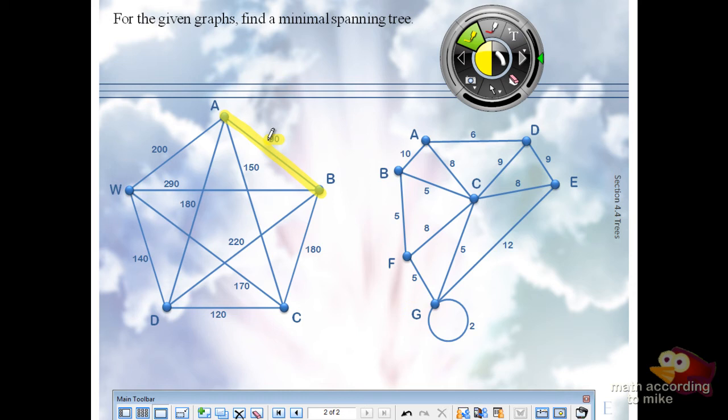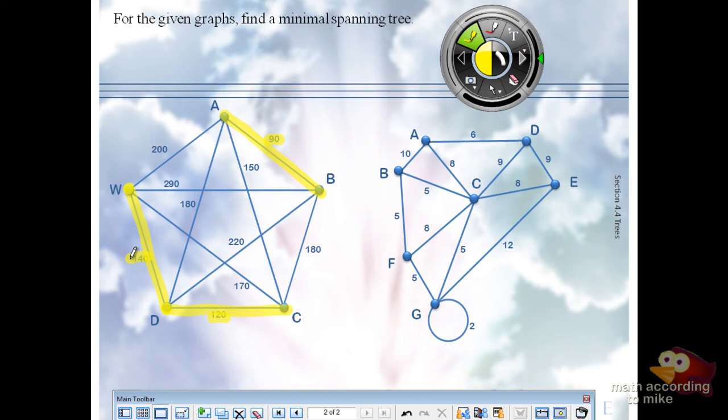Looking at the remaining weights, D to W, 140. Looking at the remaining weights, A to C, 150.